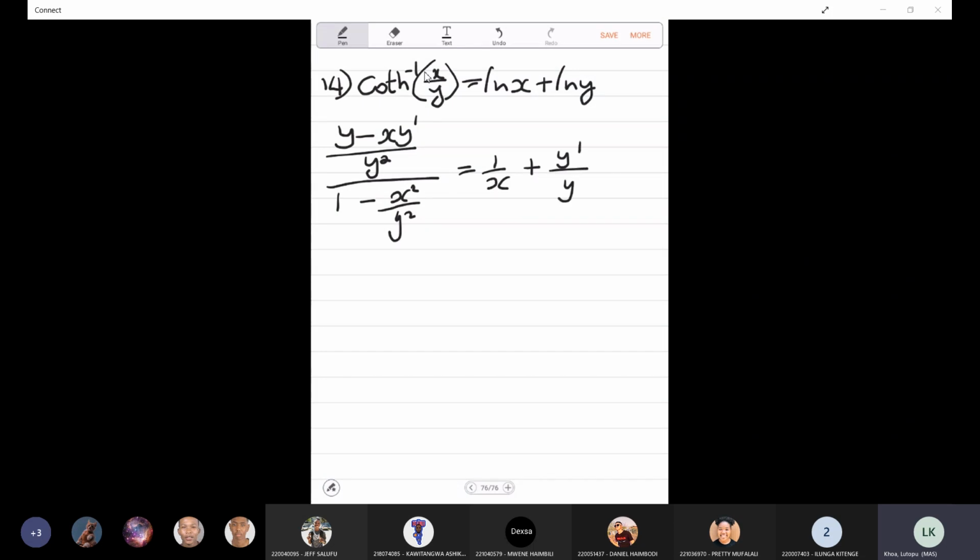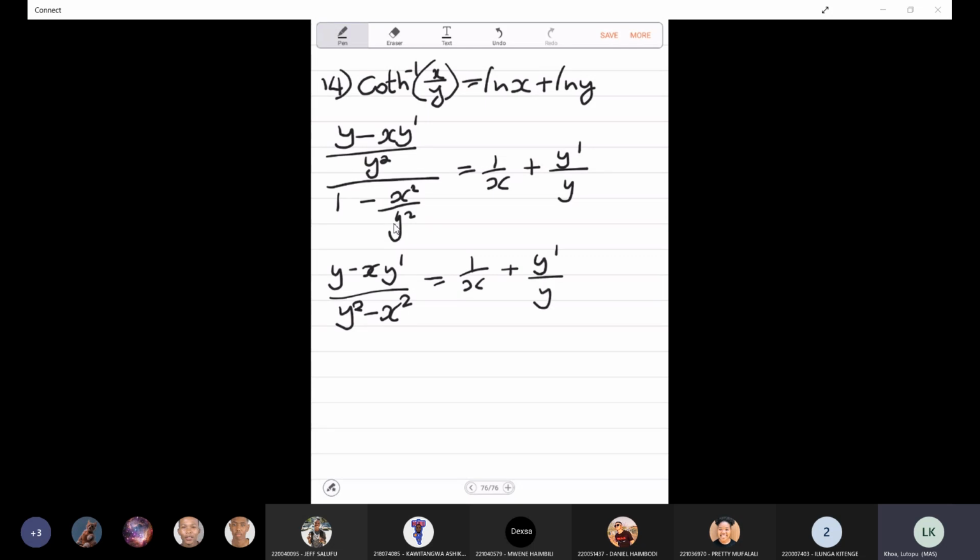Then we want to collect all the terms with y prime together, but before that you can always simplify this fraction. So you work it out, get y minus x y prime over y squared minus x squared. Okay, and this is equal to 1 over x plus y prime over y.